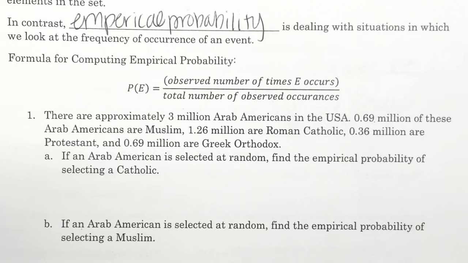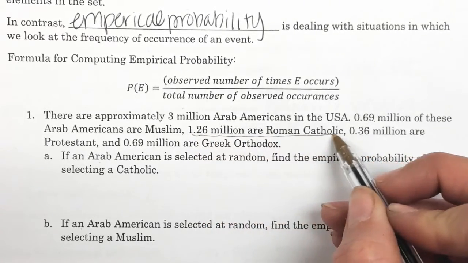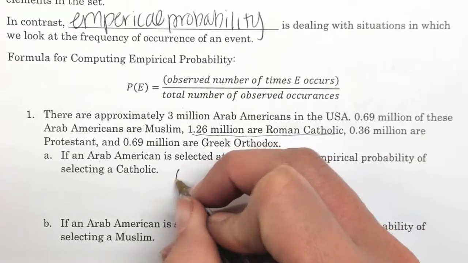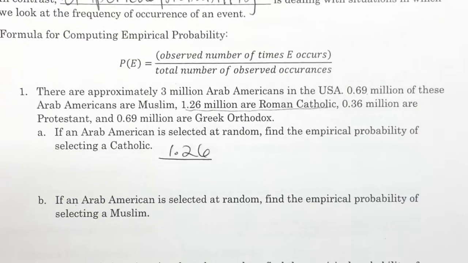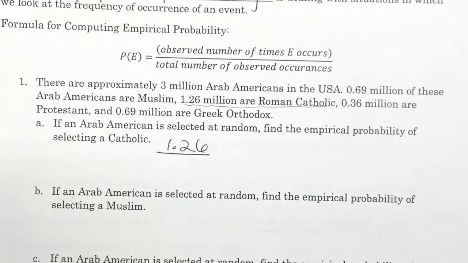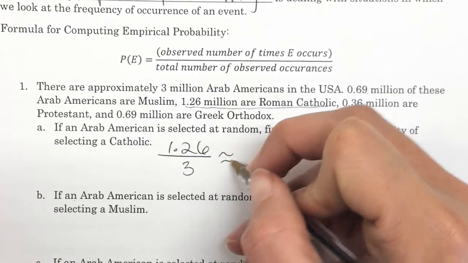a Catholic. So our success would be selecting a Catholic, right? What percentage are Catholic? Says 1.26 million are Roman Catholic. So that would be our success, right? Picking a Roman Catholic, and then out of all Arab Americans. So what is the total of Arab Americans? 3 million. So it'd be 1.26 over 3.